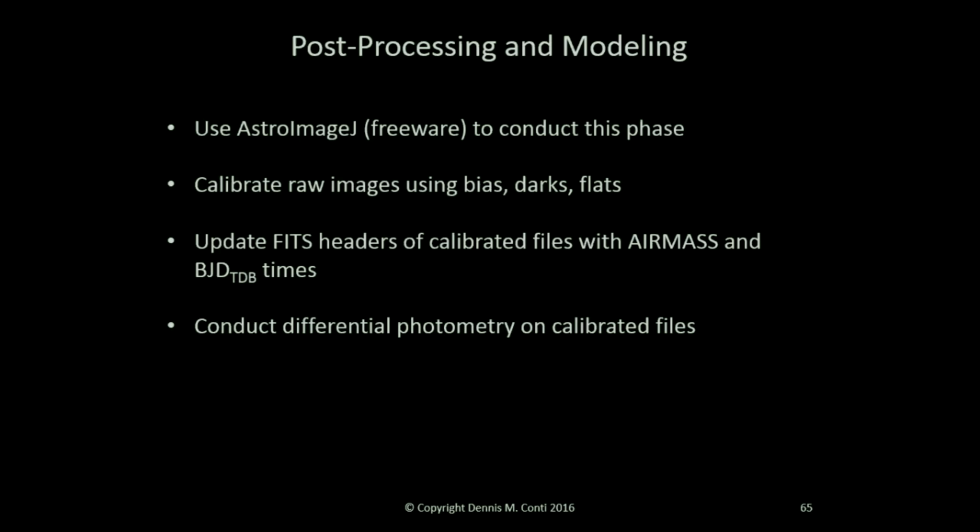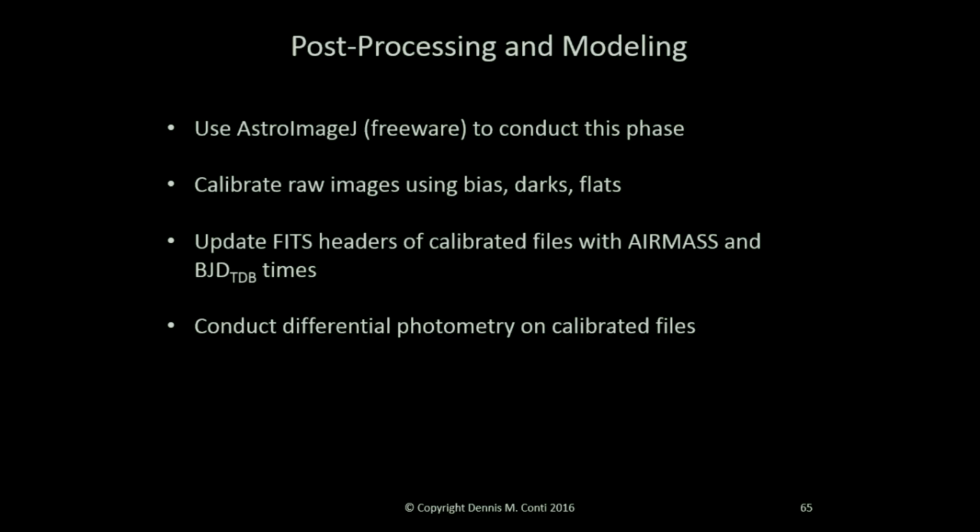So now in the last phase, the post-processing and modeling phase, what we're going to be seeing in the next module is using a piece of freeware software called AstroImageJ to conduct this final phase, where after calibration is done, the differential photometry takes place and the transit modeling occurs. AstroImageJ also does allow for calibration of the images. We'll see how that works.